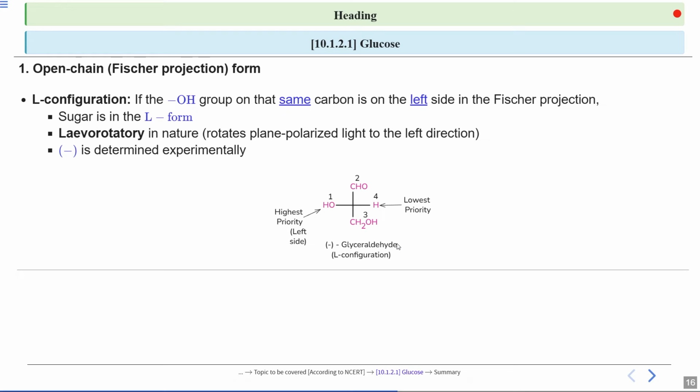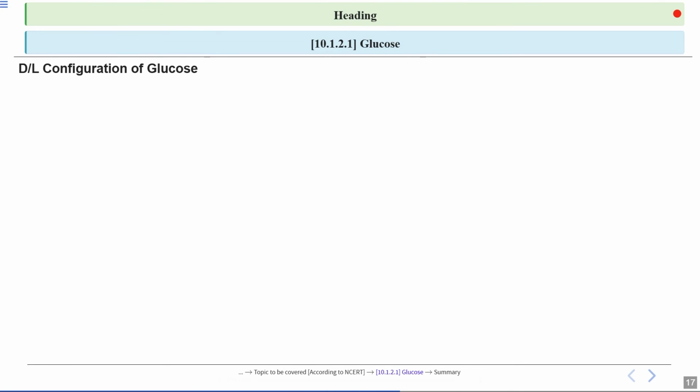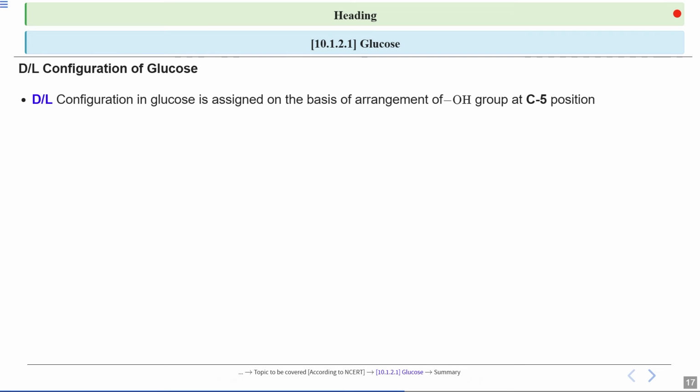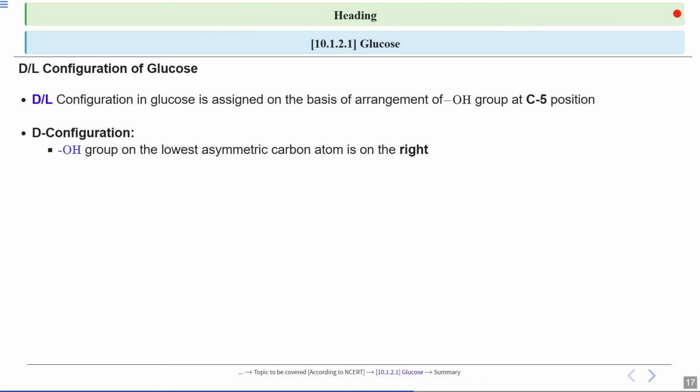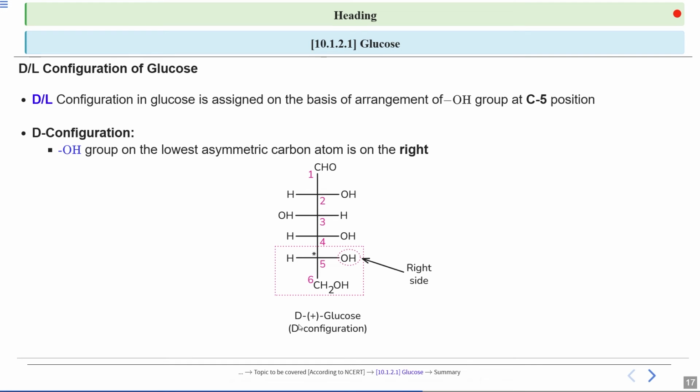Now it must be clear between D configuration and L configuration. Now let us see D-L configuration of glucose. D or L configuration in glucose is assigned based on the position of the OH group at carbon number 5, which is the 5th carbon atom in the glucose chain. Now if we talk about D configuration, here you will see that the OH group is underlined. You will see that the OH group on the lowest asymmetric carbon atom is on the right. This is the D form of glucose.